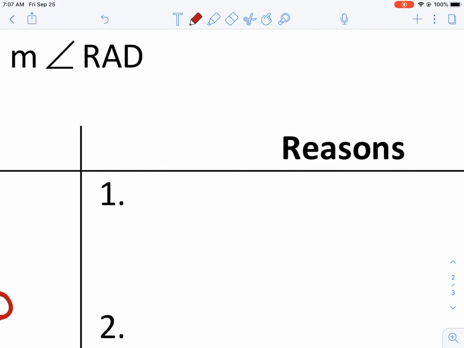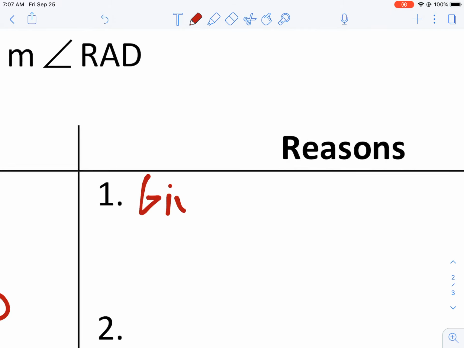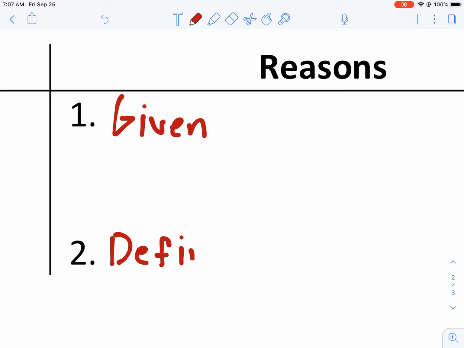So our first reason was given to us, and then we finished it by just saying definition of bisector. Or I guess we should say definition of angle bisector, because the bisector of a segment is different. All right, so we're done. That was the first proof. So angle proofs are not so bad.